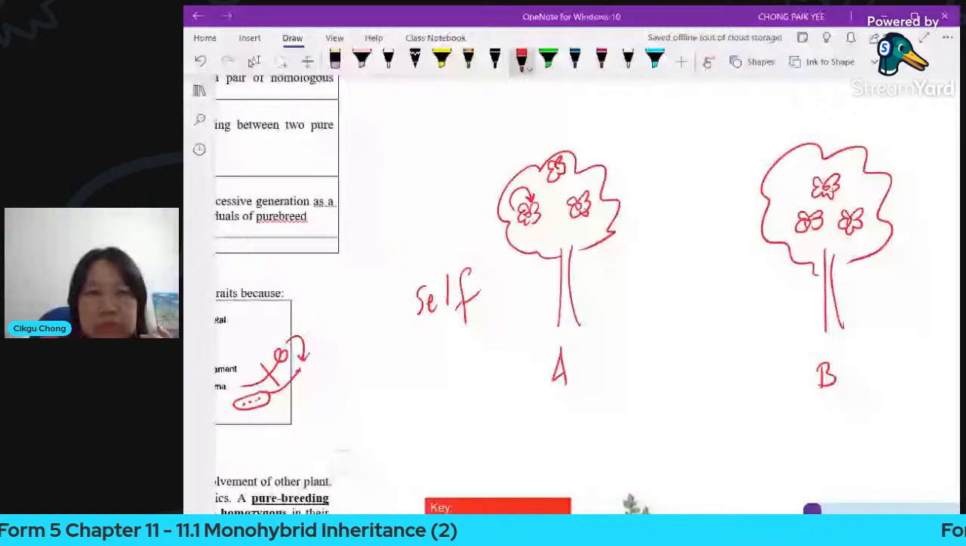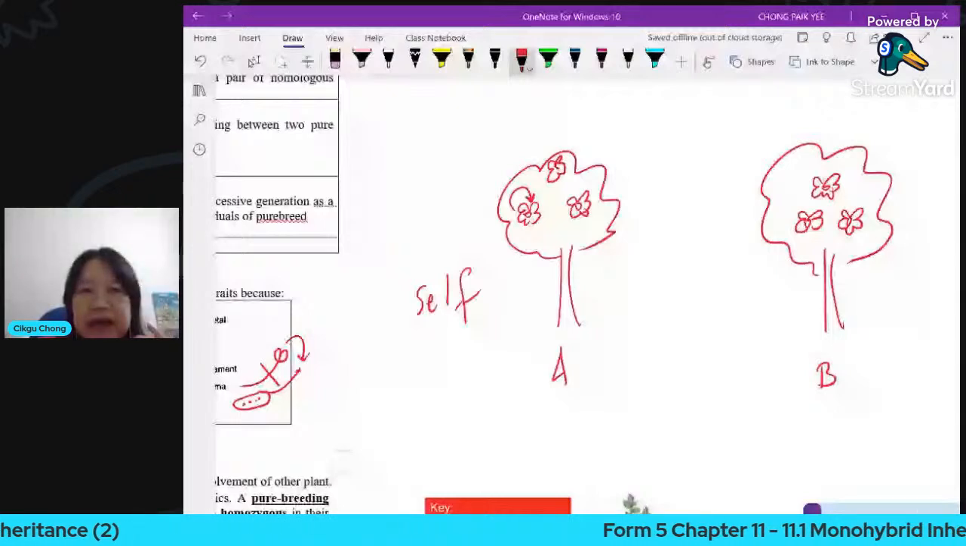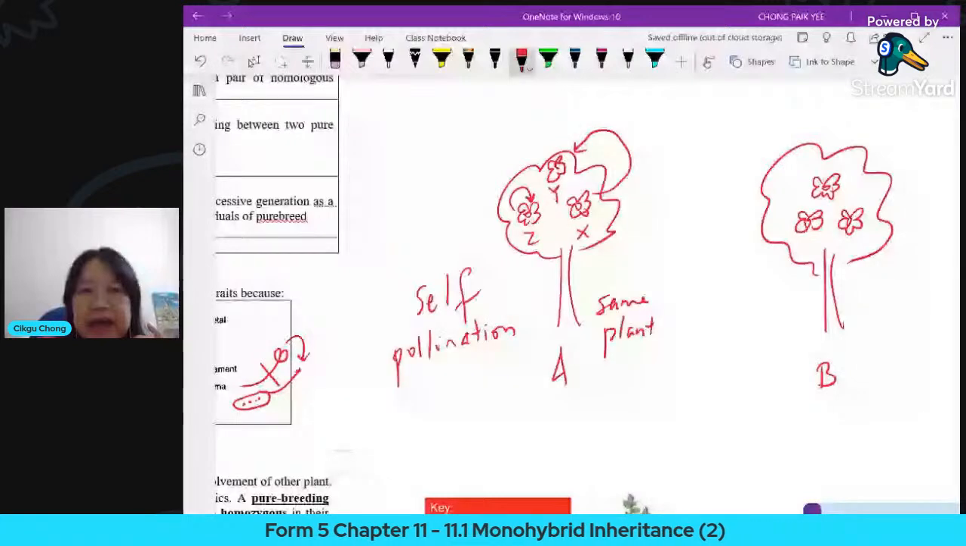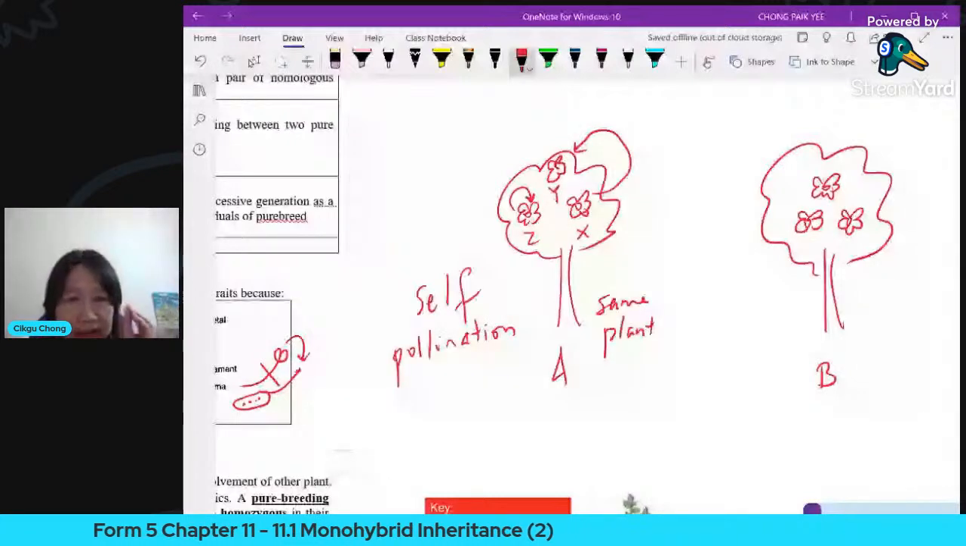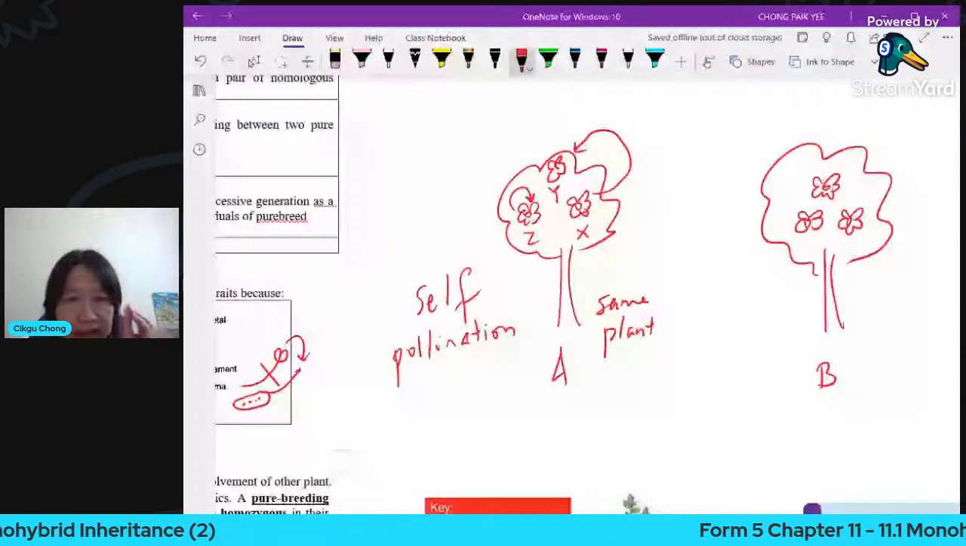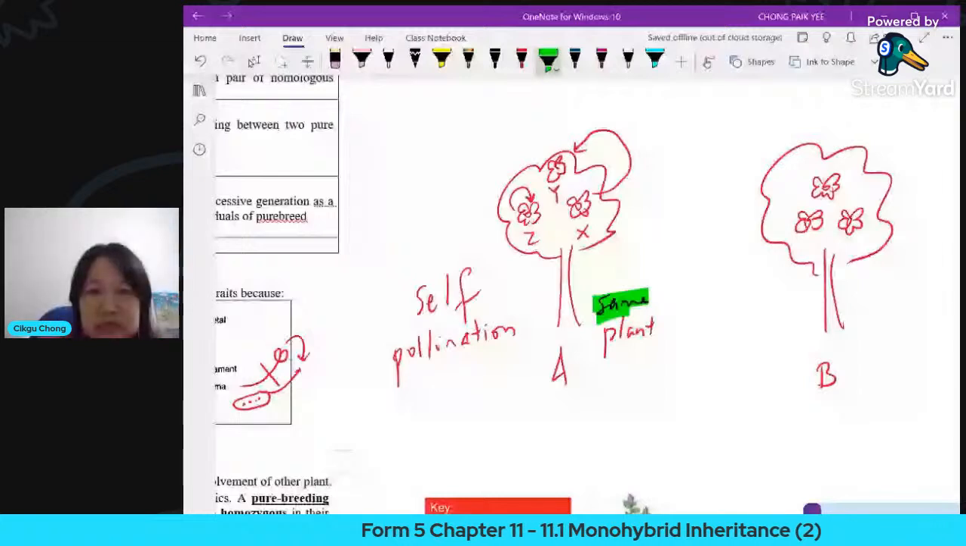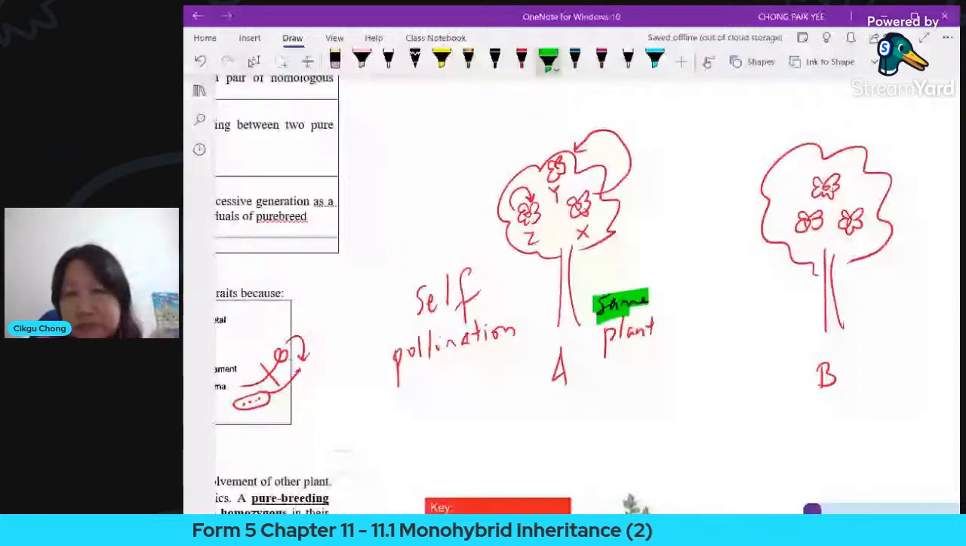That means, let's say this is flower X, this is flower Y, this is flower Z. A pollen grain from X drops onto the stigma of Y, another flower, but the same plant. So most importantly, it's the same plant. It's still considered self-pollination. Now, where is it cross-pollination?